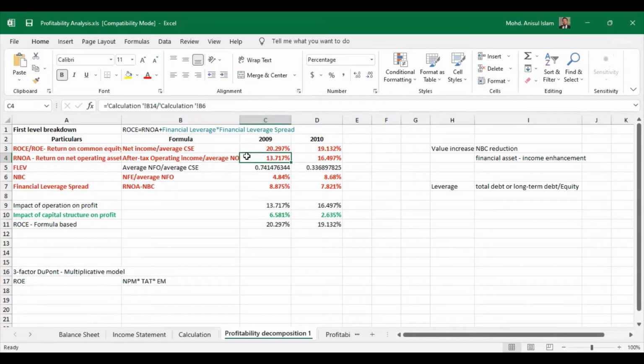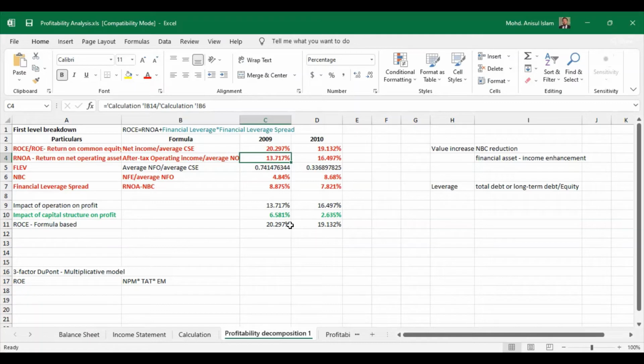Okay. Now the question is the remaining amount, about how much? About 7 or about 6 point something. Okay. So this amount is coming from where? That is the question. This amount is coming from where? So what is that number?